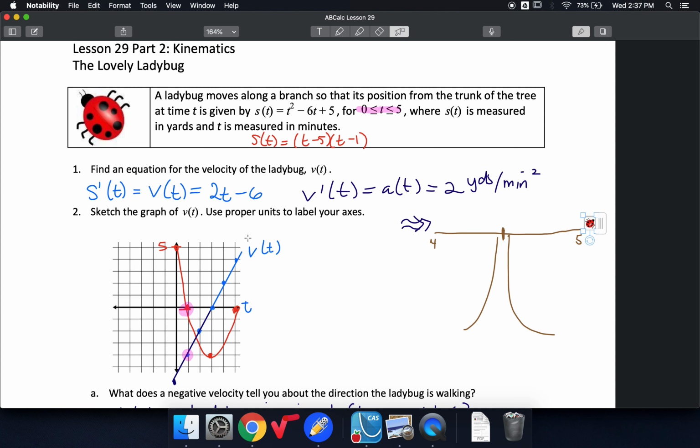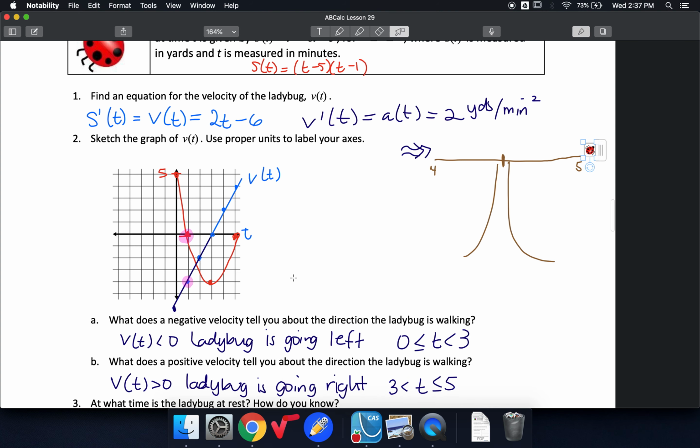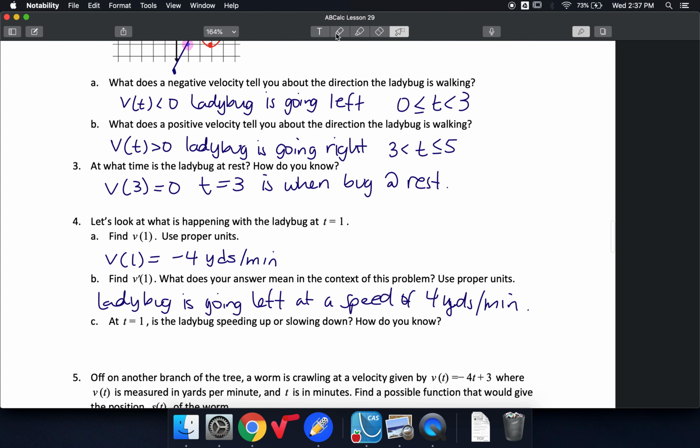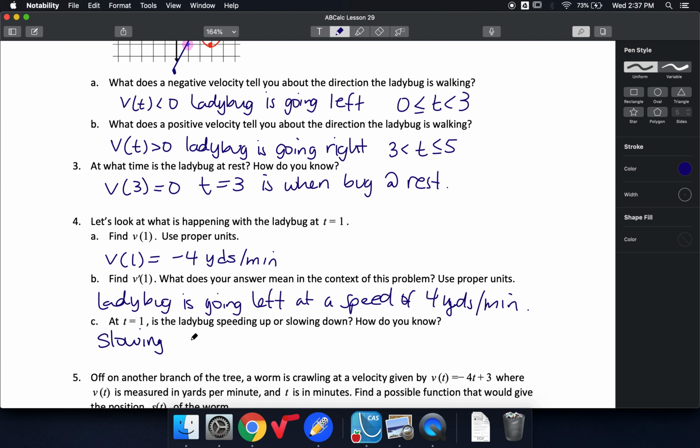My velocity is increasing. So at 1 second, her velocity is -4 yards per second, but she's slowing down. So she's slowing down because her velocity, and that's at 1. So the velocity at 1 is negative, and the acceleration at 1 is positive. So that's how I know she's slowing down.